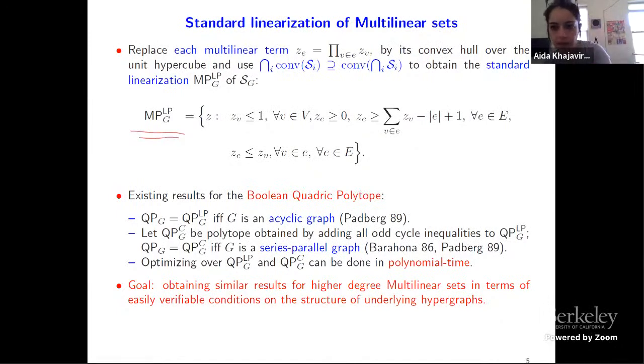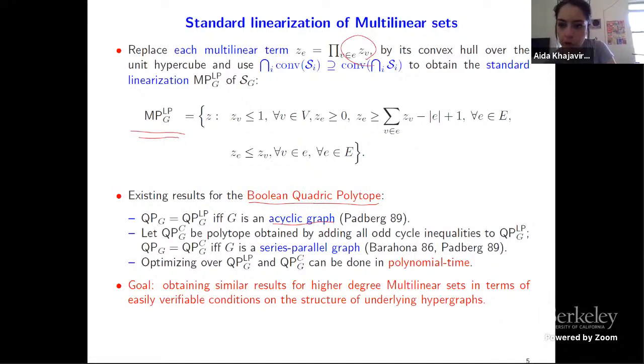So again, in the bilinear case, if all multilinear terms are bilinears, the multilinear polytope is the Boolean quadric polytope. This has been studied first by Padberg and then by many other people. One of the first questions Padberg asked was, when is the standard linearization sharp? When does it coincide with the Boolean quadric polytope? Again, he was studying binary quadratic programming. And the answer is, it is exact if and only if the graph is acyclic.